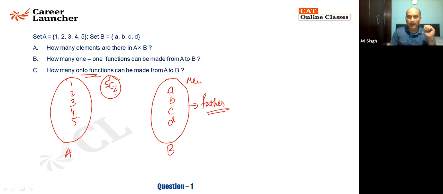Is it fine? And that can be of A, B, C, D. There are 4 ways through which it can be done. Now the rest of 3 kids can be connected with 3 men in 3 factorial ways. So your answer is 5C2 into 4 factorial, my dear.